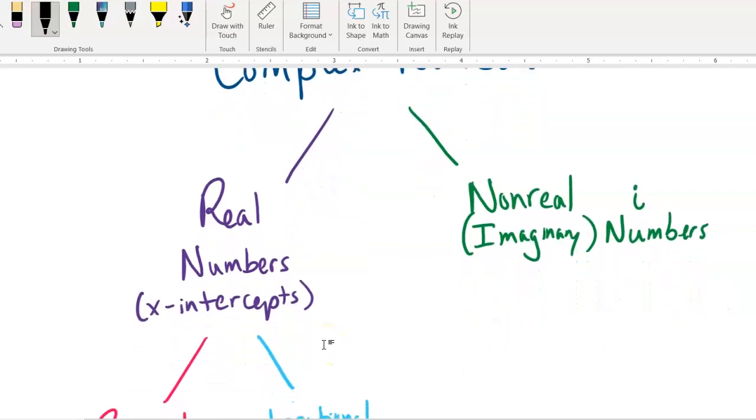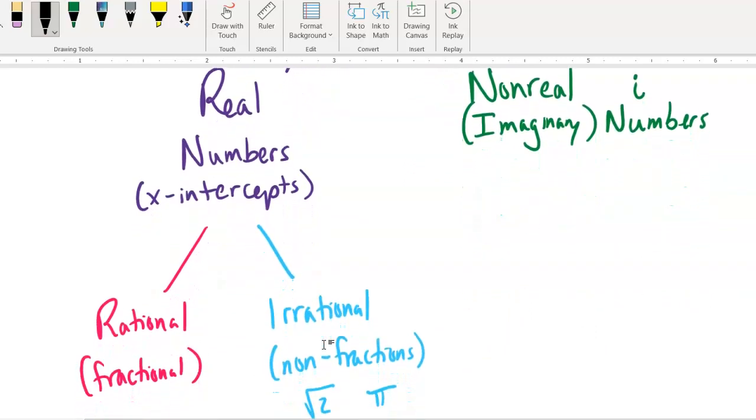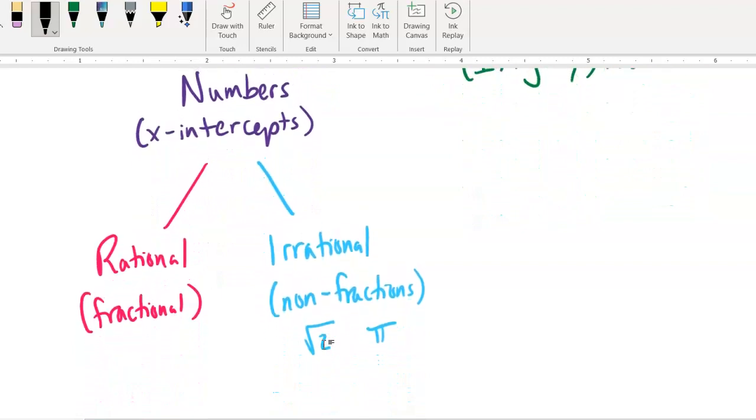Now, underneath real numbers, we have two separate categories of numbers, and those would be rational numbers and irrational numbers. Again, these would both be found on the x-axis if you were to graph them. But a rational number can be written as a fraction. So we can call those fractional numbers. Any number, even an integer like 5, could be written as a fraction, 5 over 1, like 1/3, 13/5, negative 13/5. Any number you could write as a fraction, we could classify as a rational number.